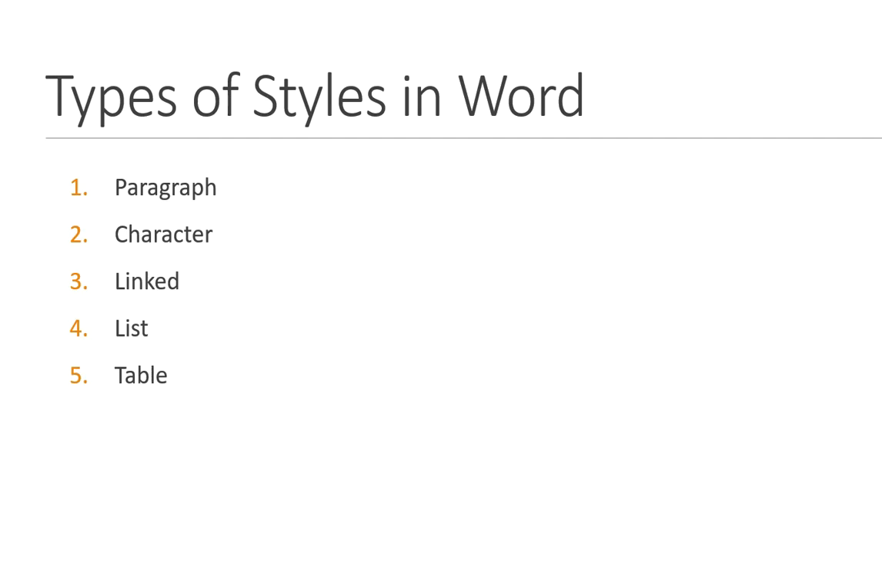Hi, this is Mike. In this video, I want to talk to you about what types of styles are available in Word to work with. There's basically five: paragraph style, character style, there's something called a linked style, and then a list style and table style. And I will show you all of these styles in this video.